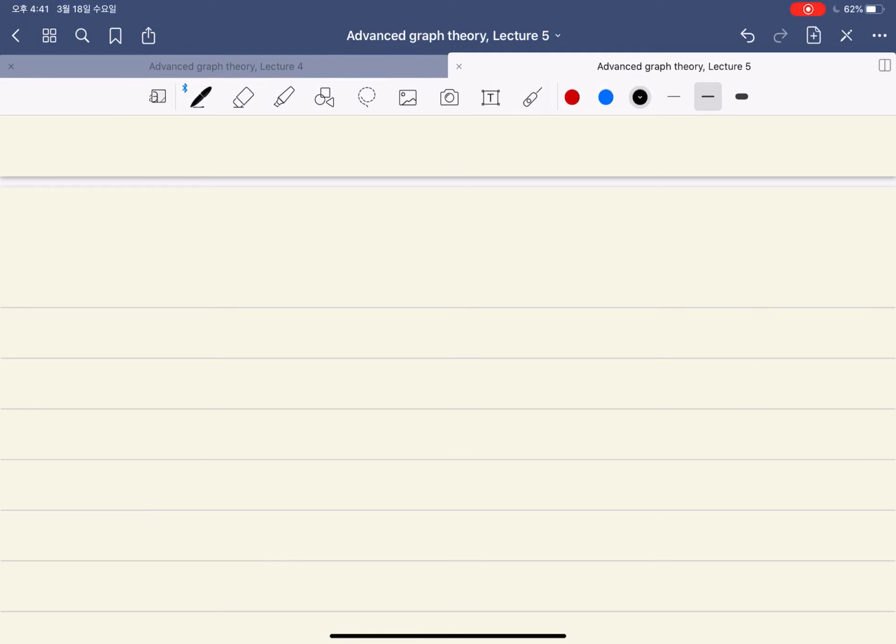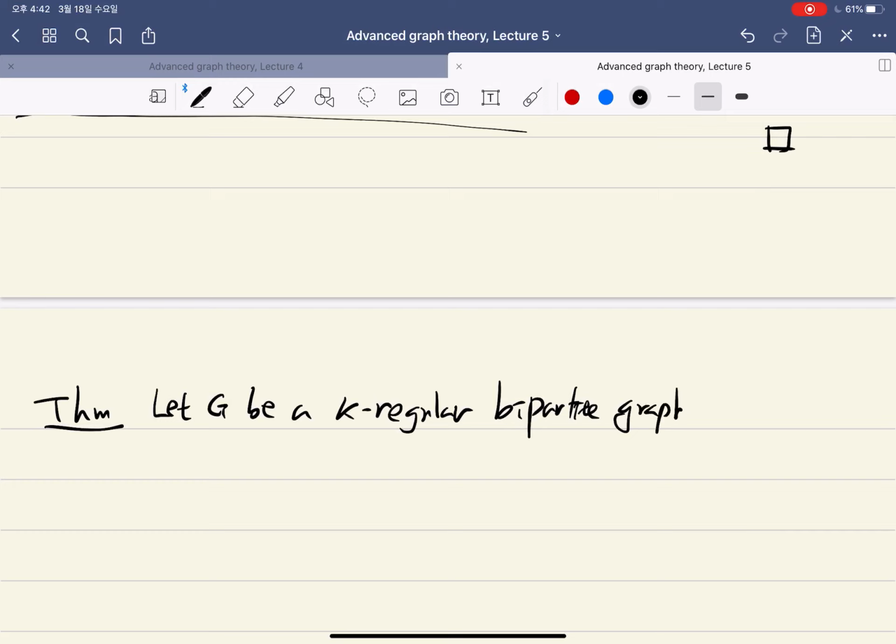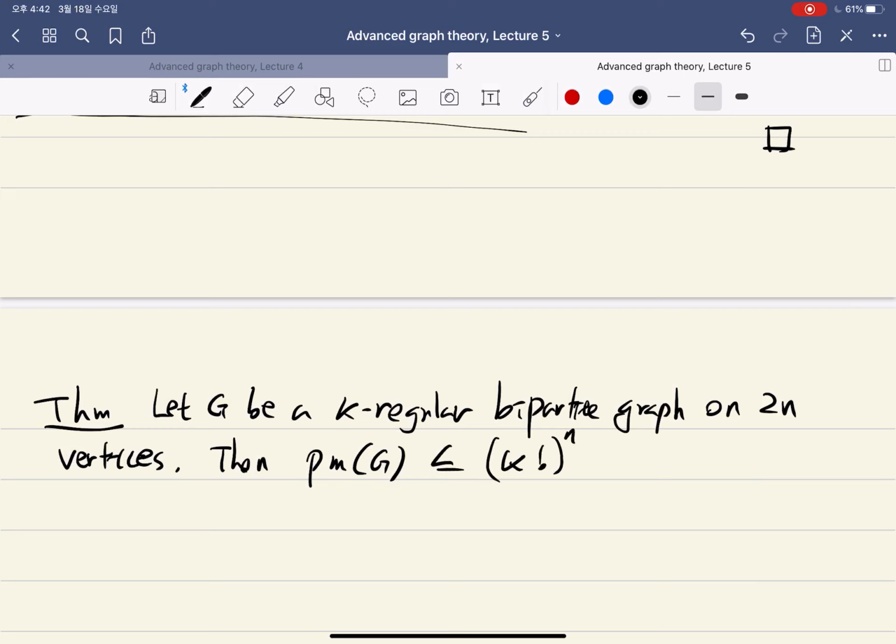So by applying this to a k-regular bipartite graph on 2n vertices, it's easy to prove that it doesn't have too many perfect matchings. So let G be a k-regular bipartite graph on 2n vertices. Then its number of perfect matchings is at most (k!)^(n/k).